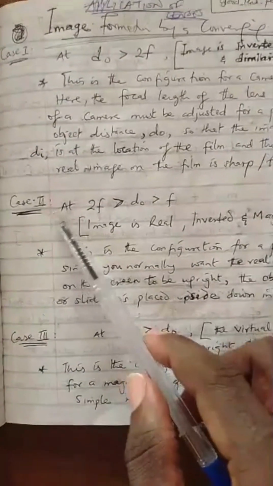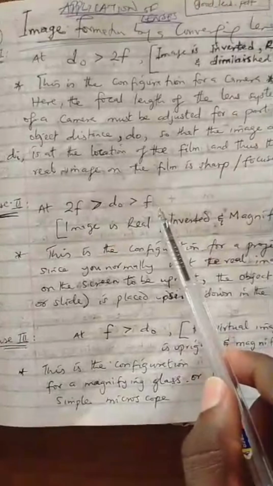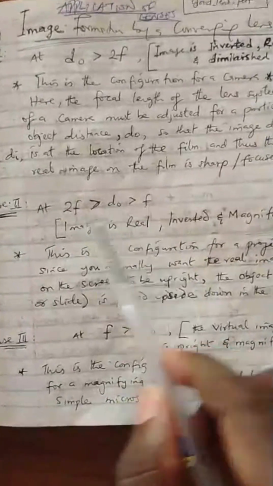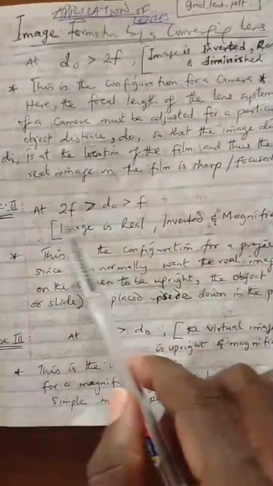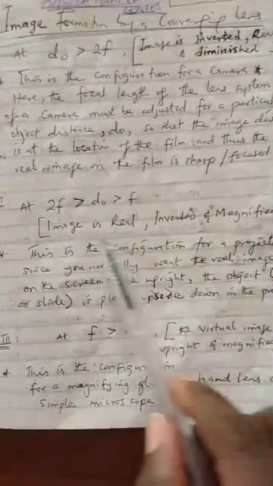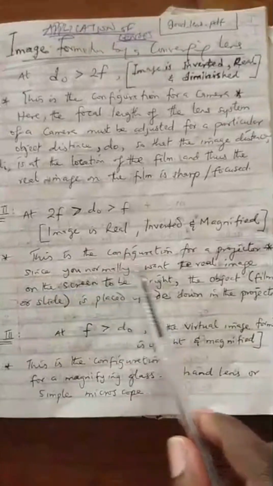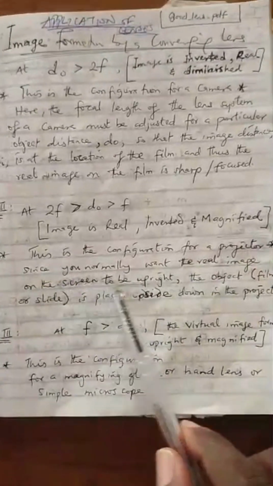Now another case, the second case: if the object distance is between the principal focus and the center of curvature, between focal length and radius of curvature, the image is real, inverted, and magnified. This is the configuration for a projector, since you normally want the real image on the screen to be upright.